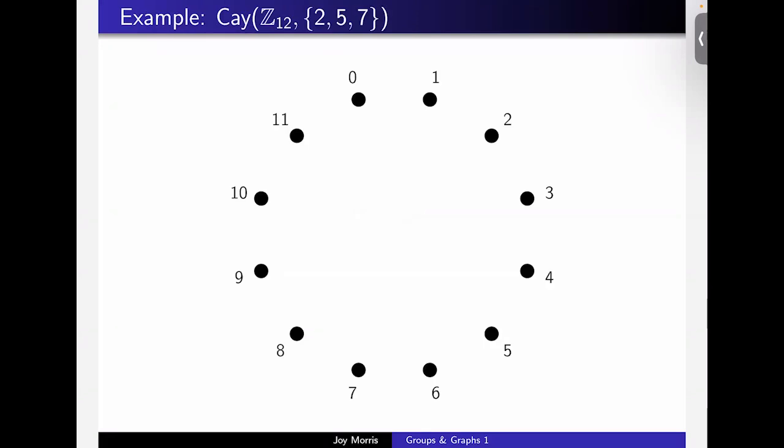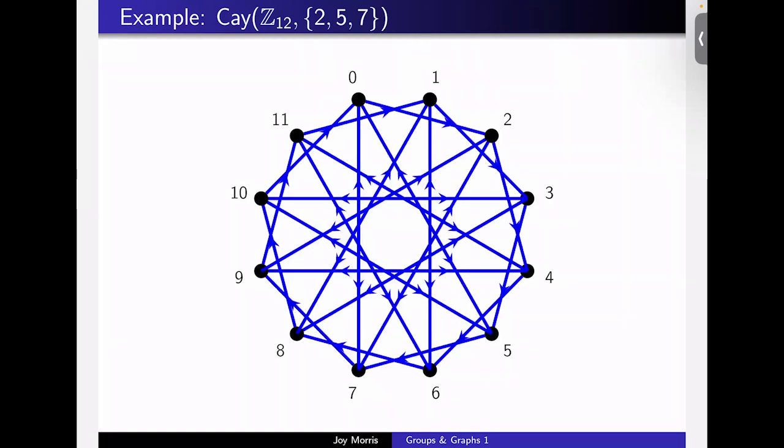So, an example: a Cayley graph on the cyclic group of order 12 with the connection set 2, 5, and 7. This is not closed under inversion. So 2 is in there, but 10 is not. 5 and 7, however, are inverses of each other. So this has some arcs and some edges in this graph, and it ends up looking like this.